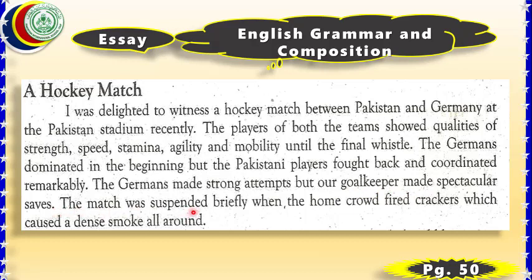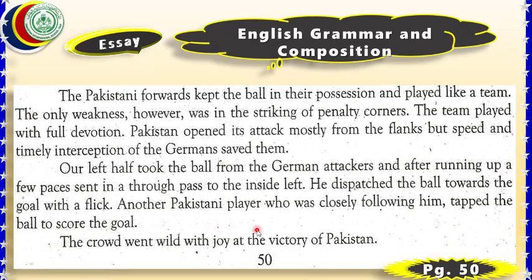The match was suspended briefly when the home crowd fired crackers which caused a dense smoke all around. The Pakistani forwards kept the ball in their possession and played like a team. The only weakness, however, was in the striking of penalty corners. The team played with full devotion. Pakistan opened its attack mostly from the flanks, but speed and timely interception of the Germans saved them.